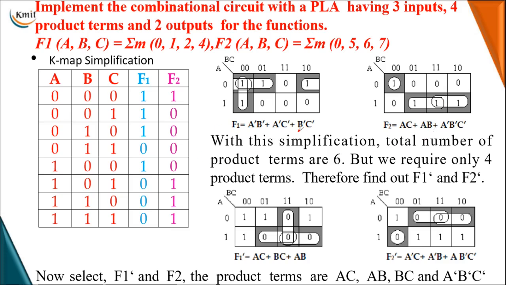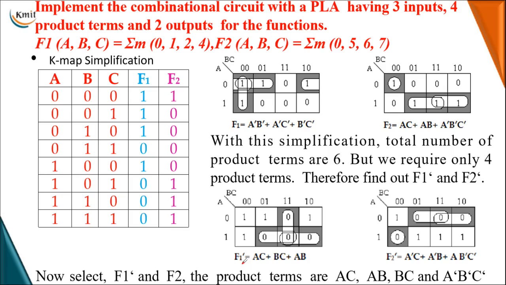But in order to implement these two functions as they are, without any complement, when I observe carefully, all these product terms are different. Hence I require a total of 6 product terms. But instead of 6 product terms, as given in the question, you have to use only 4 product terms. So we are going to calculate the complement of F1 and the complement of F2.